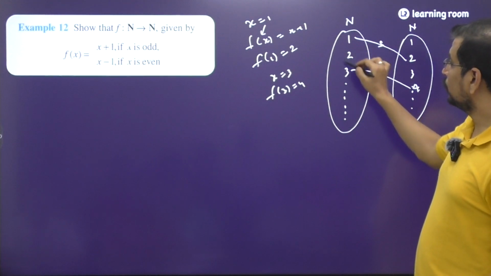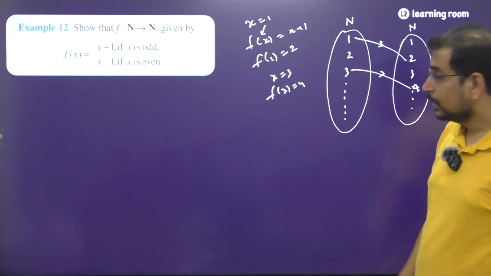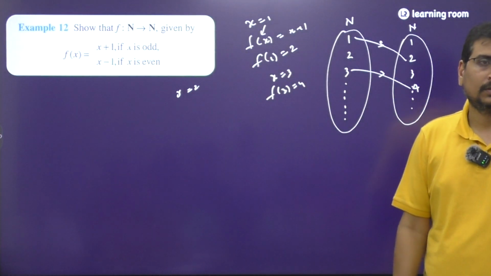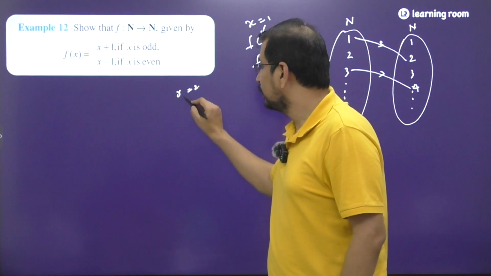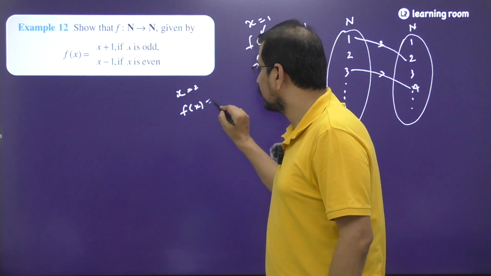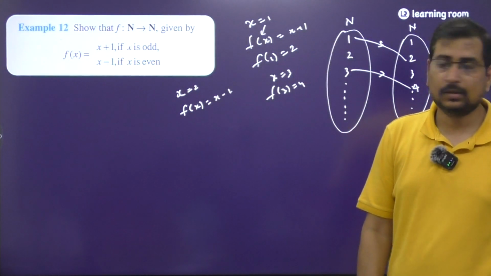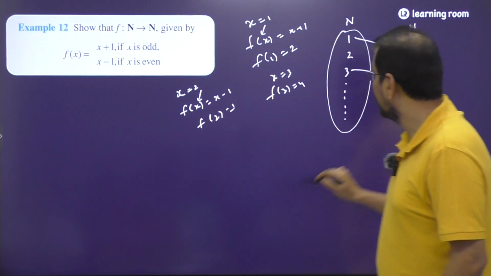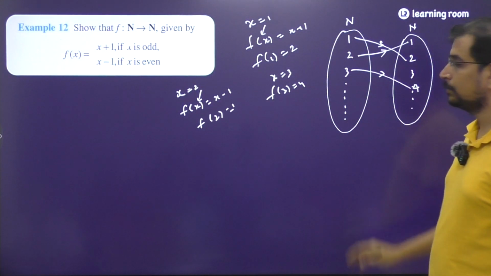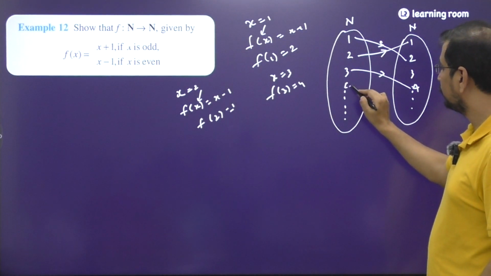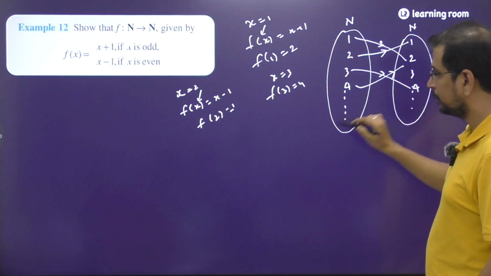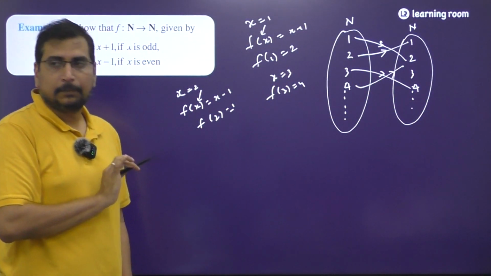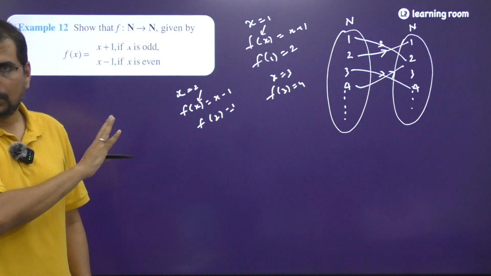Now what about the number 2? When I take x is equal to 2, what do I need to consider? I need to consider x minus 1. When I plug in this value, f of 2 will give me 1, meaning 2 is mapped to 1. 4 is mapped to 3. Are you able to visualize what I'm trying to say?